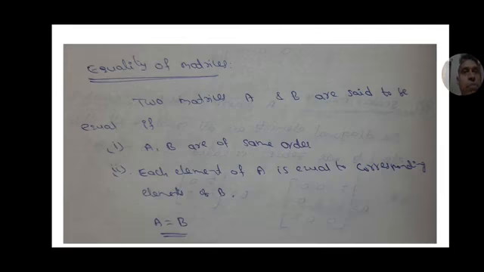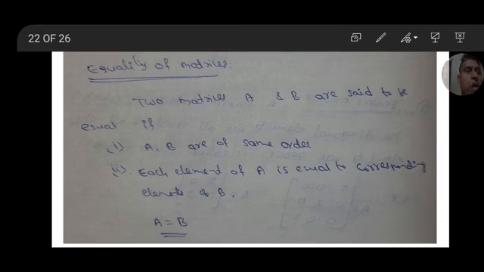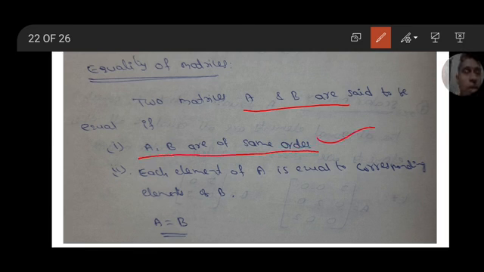Next one, equality of matrices. Two matrices A, B are said to be equal if A and B are of the same order, meaning they must be of the same order, and each element of A is equal to the corresponding element of B.